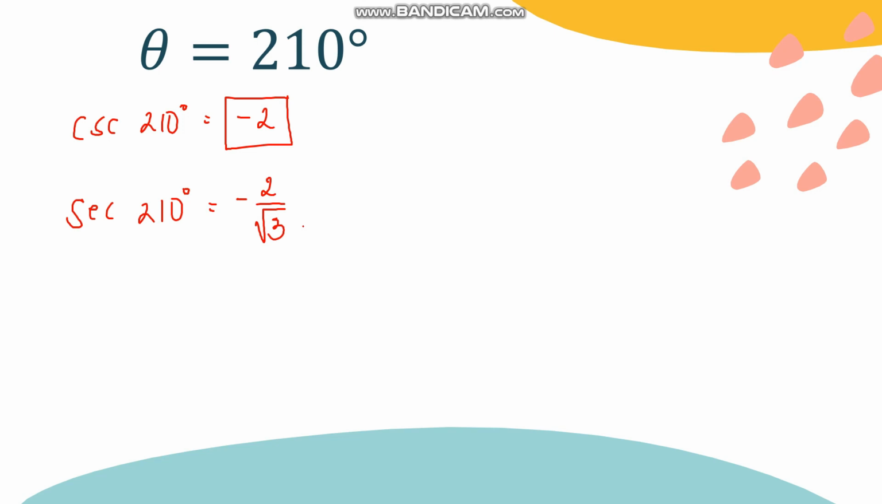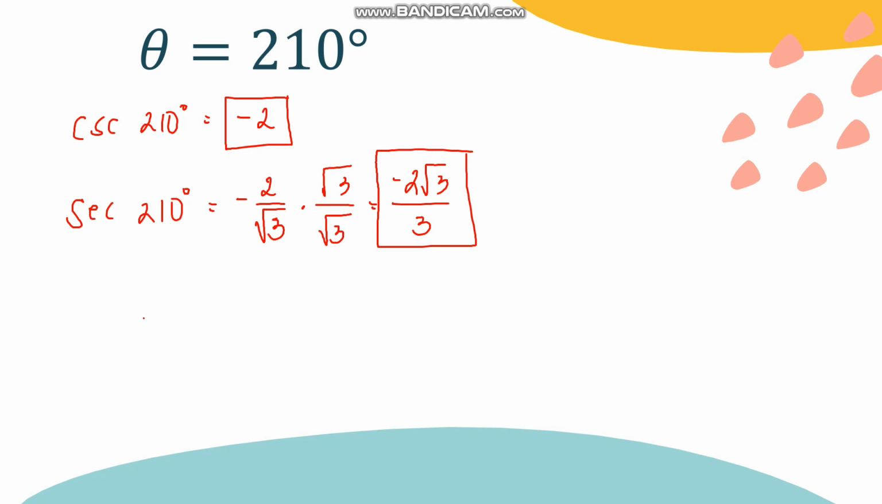And then we have to rationalize this. So multiply both the numerator and denominator by square root of 3. So we will get negative 2 square root of 3 all over 3. So this will be the secant of 210 degrees.